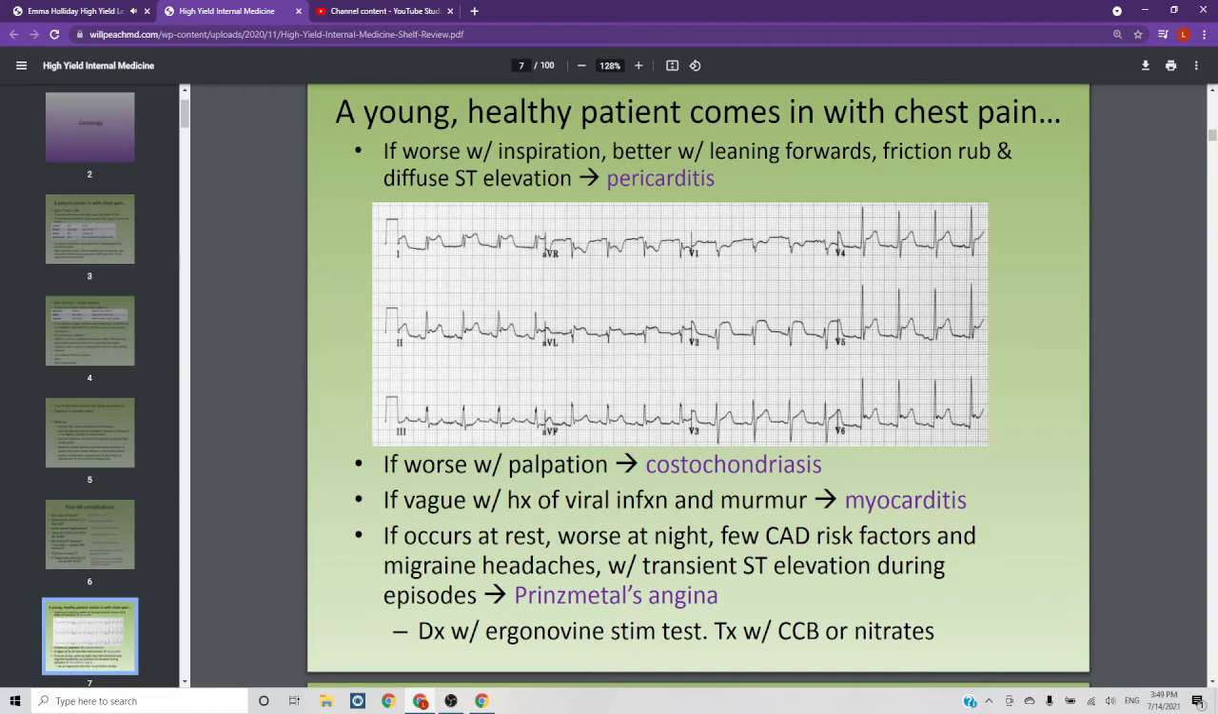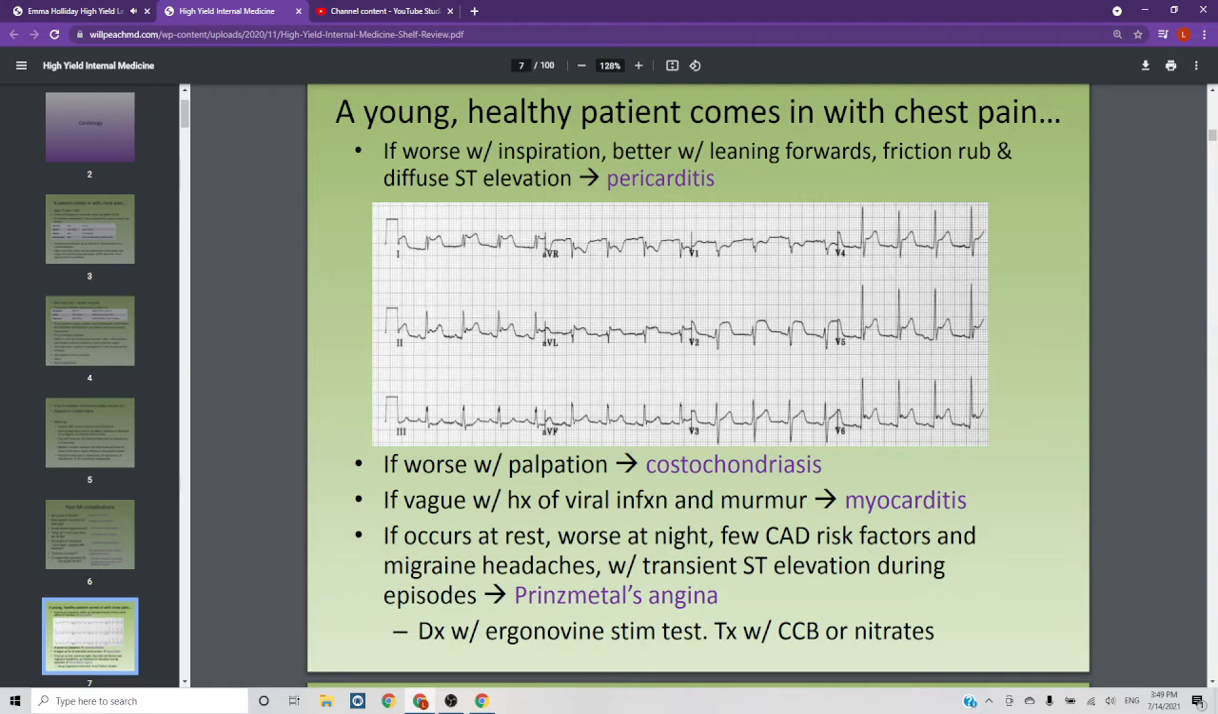If they tell you the pain is reproducible with palpation, think costochondritis. If it's kind of vague chest pain and they had a viral infection a few weeks or a few months ago and they have a new murmur, myocarditis might be on the differential.